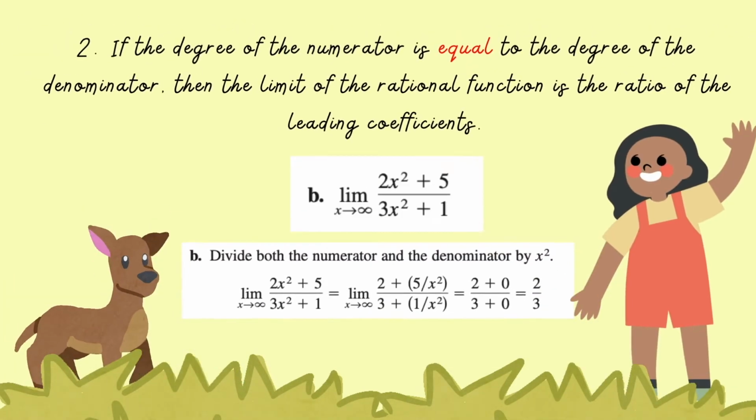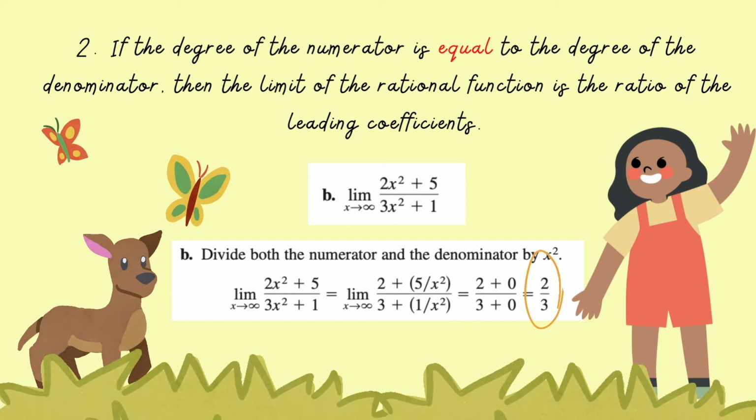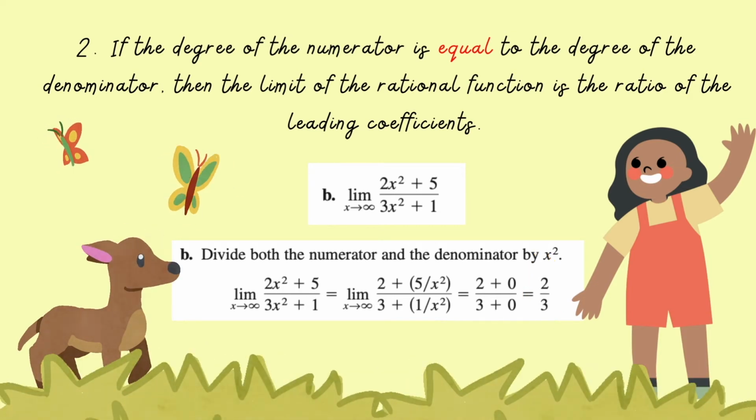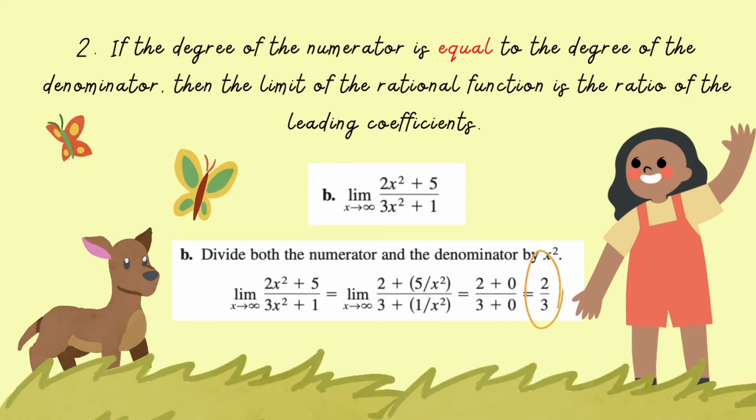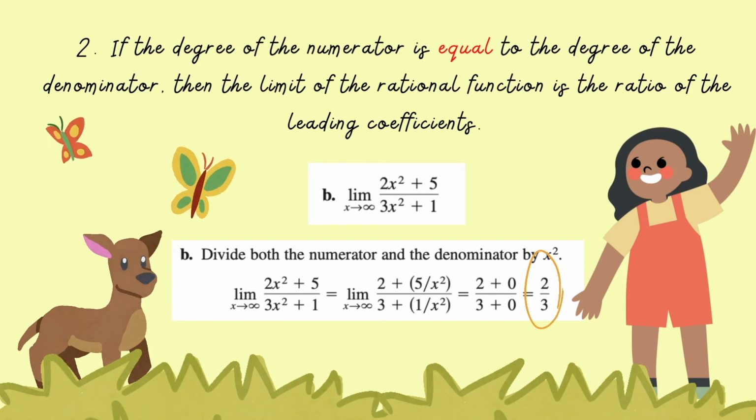Moving to the second occasion, you can see that the degree of the numerator x squared is equal to the degree of the denominator x squared, so the answer is the ratio of the leading coefficients, which is 2 over 3. You can also calculate it by dividing both the numerator and the denominator by x squared.